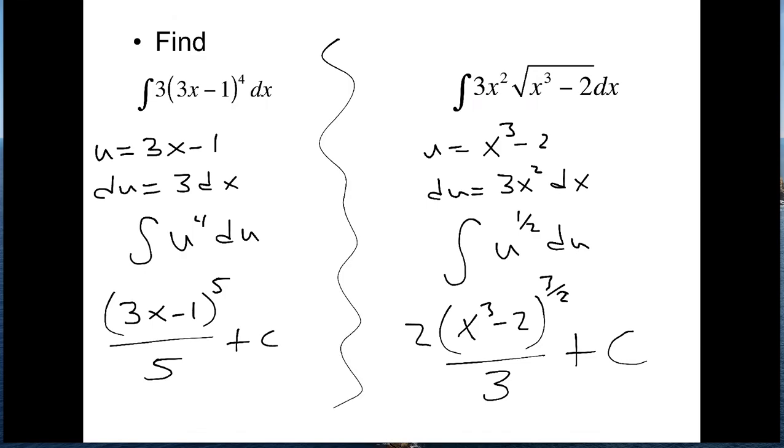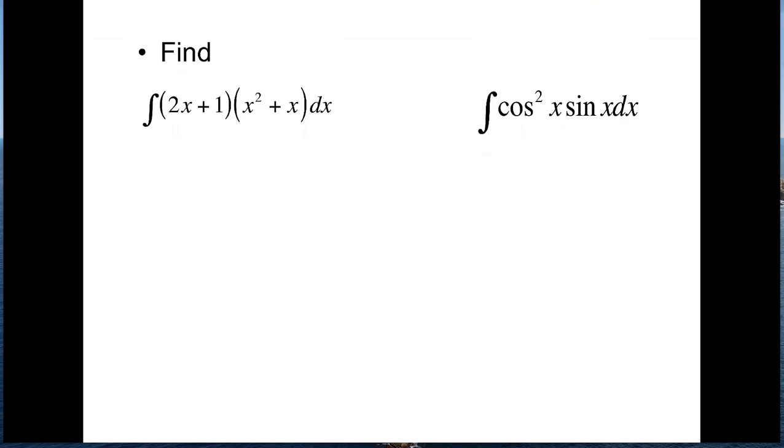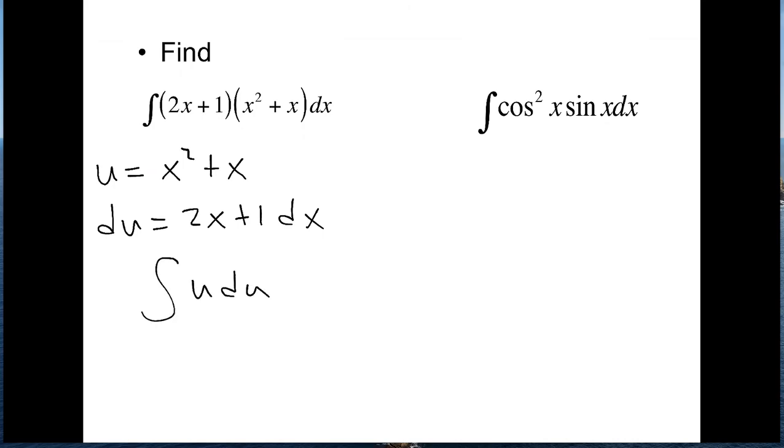Again, trying to get through a lot of problems so you see a lot of different things. So go back and review it if you don't understand it. Ask me questions if you don't understand it. I'm trying to think, this is the last one. So again, if I make u equal to x squared plus x, du is 2x plus 1 dx. So this is the integral of u du, which is u to the 2nd divided by 2 plus c.